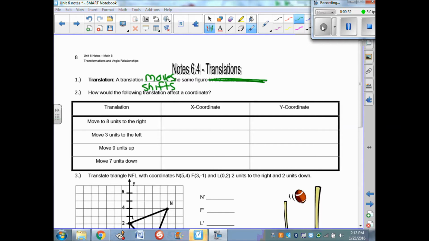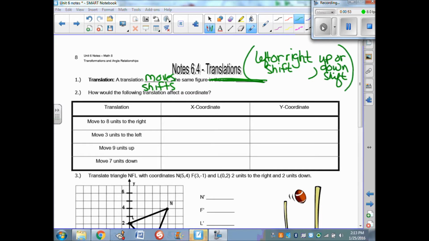Okay, so we have a left or a right shift movement, followed by an up or down shift. So that should look kind of familiar. That's an X movement and a Y movement.